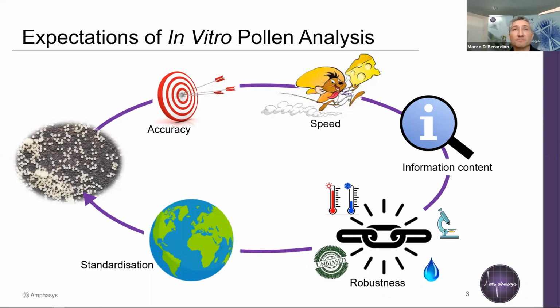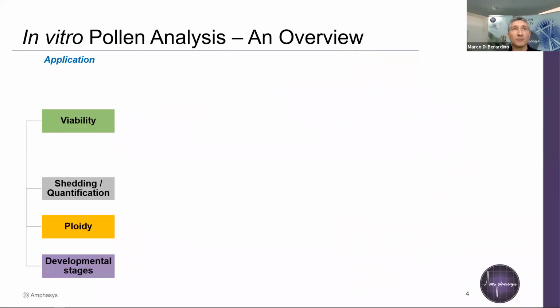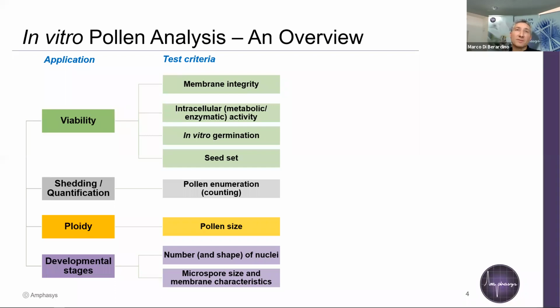Before looking at those parameters a little bit closer, I would like to give you a short overview about in vitro pollen analysis. And as was previously shown in Philip's webinar, we distinguish basically 4 different main pollen applications. There is, on the one hand, pollen viability determination, but also pollen quantification, pollen ploidy analysis, as well as microspore stages analysis. These different criteria are addressed to determine, or there are different test criteria to determine these parameters.